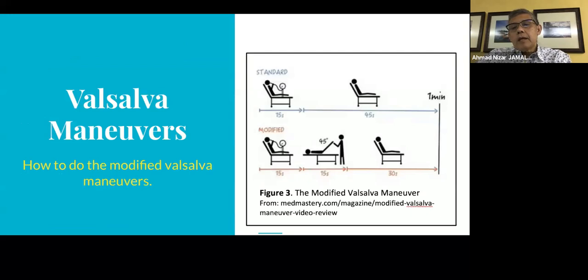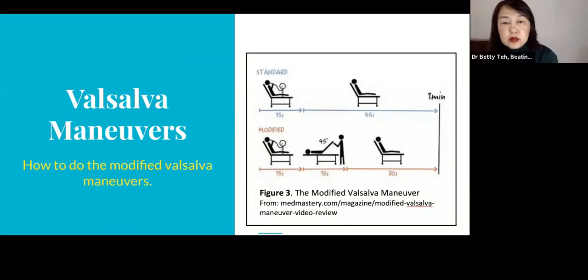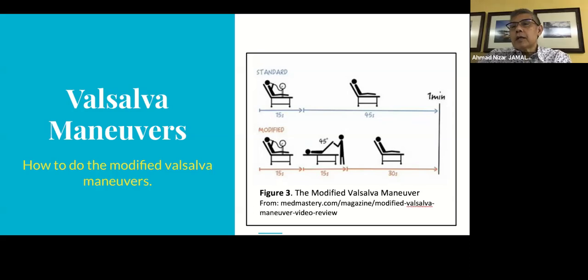Okay. So one of the things that you can do before attempting drugs to terminate tachycardias is to do Valsalva maneuvers. The standard or old way of doing the Valsalva maneuver would be to blow into a 10 cc syringe for about 15 seconds. Then you stop, wait and watch for 45 seconds, and then you repeat that again.